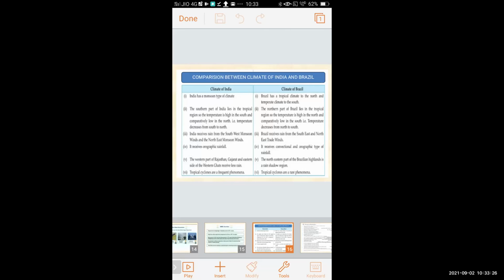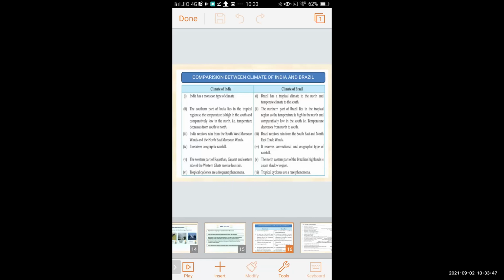Now, tropical cyclones are frequent phenomena in India, and tropical cyclones are very rare phenomena in Brazil. In India, it is frequent, and in Brazil, tropical cyclones are very rare. So this is the comparison between the climate of India and Brazil.